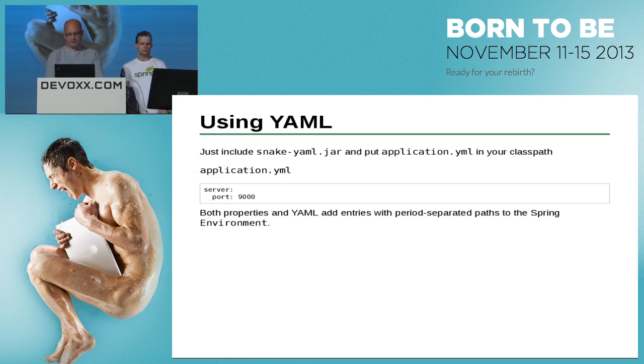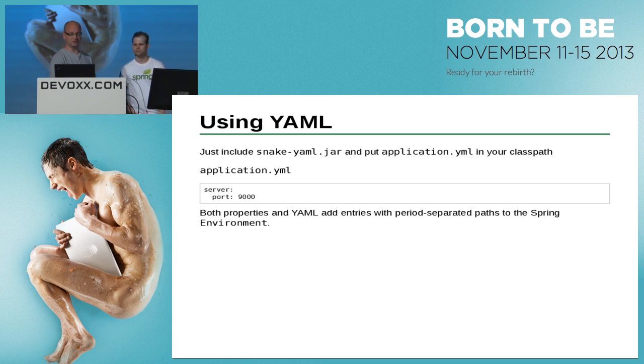Where was I? Okay, so externalizing properties. You can also, and this is something I like to do, use YAML. YAML is very popular in the Ruby and Python community. It behaves a bit like properties files, but it's more structured, it's nested.